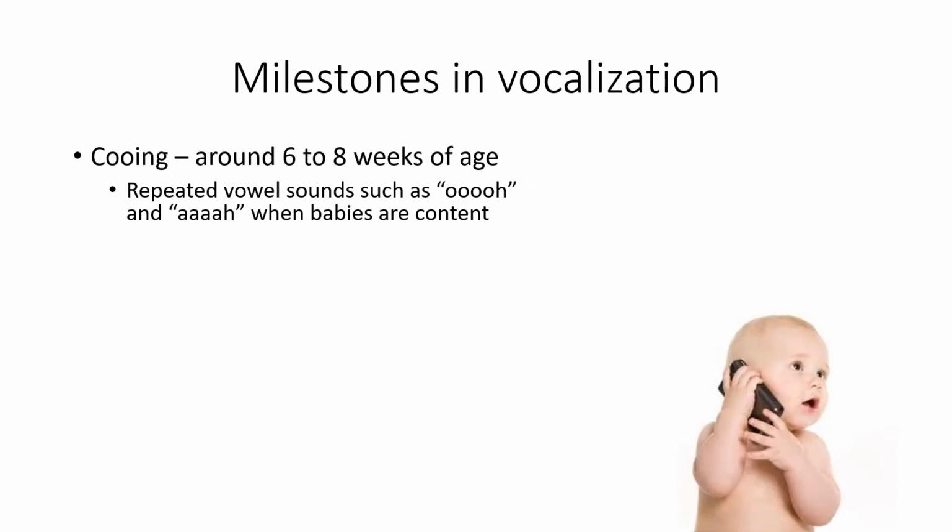Next, let's look at milestones and vocalization. I'm going to go through this pretty quick just because this is the developmental side. So if you're interested in more of this, go to developmental. But I have a few slides of this. So at around 6 to 8 weeks of age, babies start cooing. That is, repeating vowel sounds such as ooh and ah. They tend to do this when they're content, and they'll just do it over and over. Ooh, ooh, ah, that type of thing. So that starts at about 2 months of age.